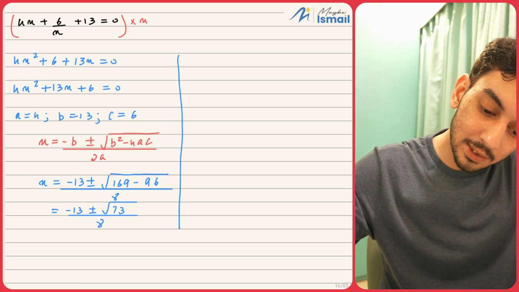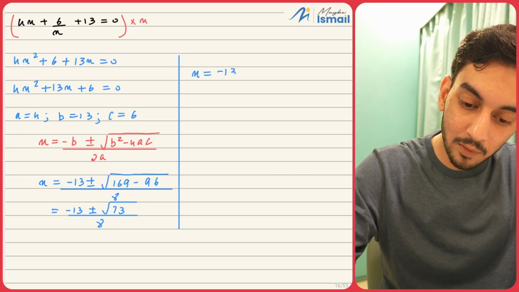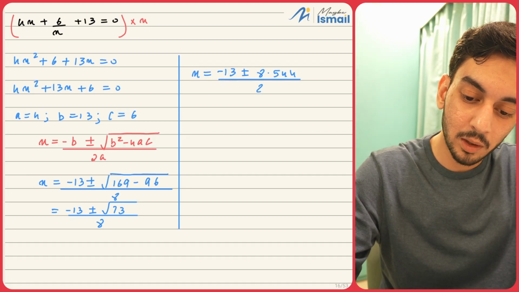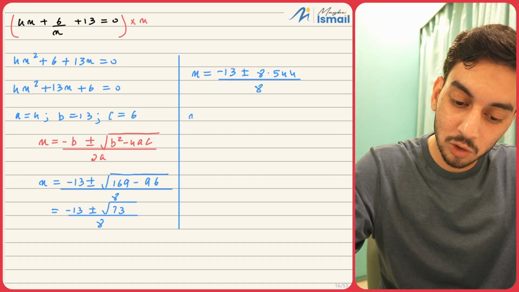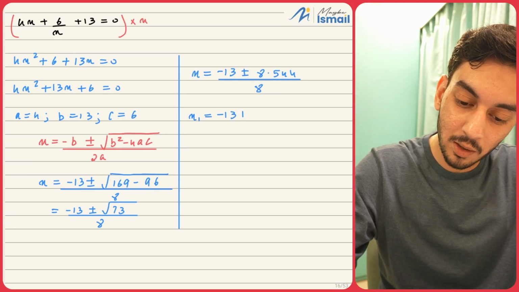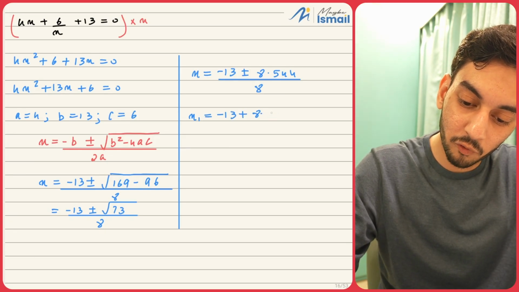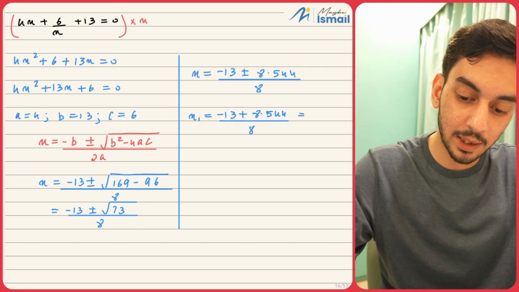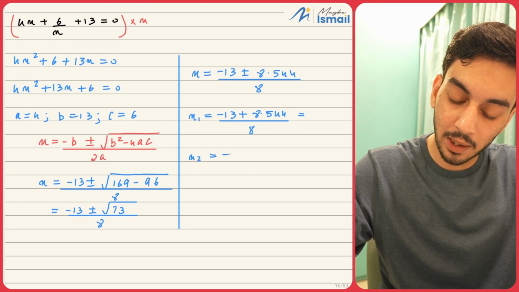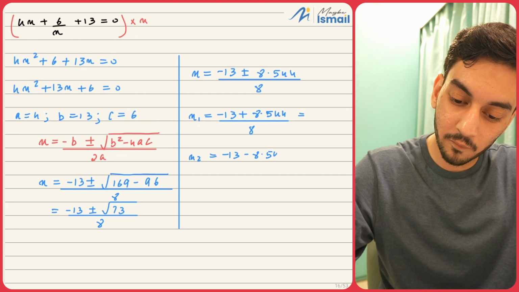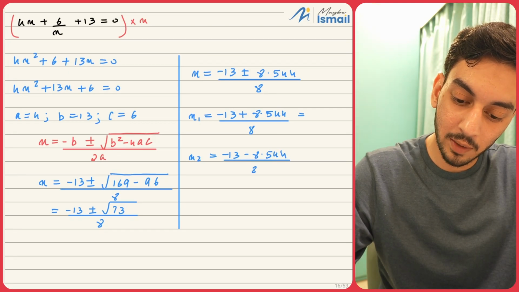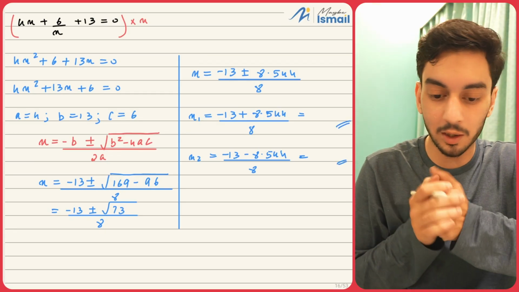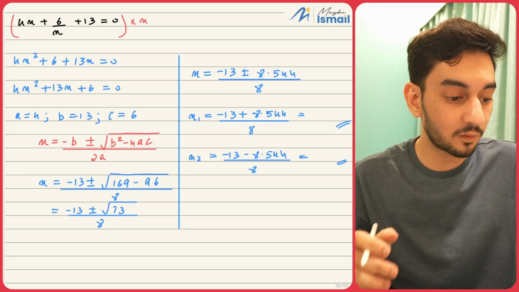So I can definitely say that my answer for x would be negative 13 plus or minus 8.544, the whole thing upon 8. Taking the positive sign, x1 would be negative 13 plus 8.544 upon 8, and when I simplify this I get some answer. And x2 would be negative 13 minus 8.544 upon 8, and when I simplify this I get some other answer. I'm just not doing it, you can do it on your own. So that is how you find the two answers with the help of the quadratic formula.